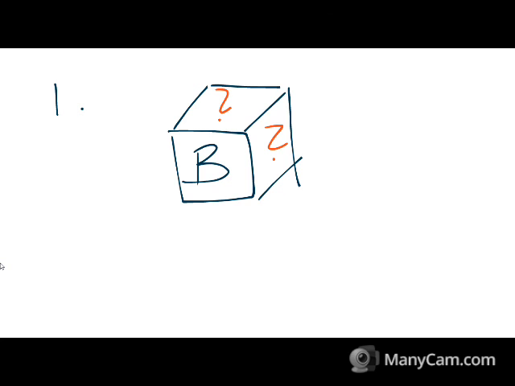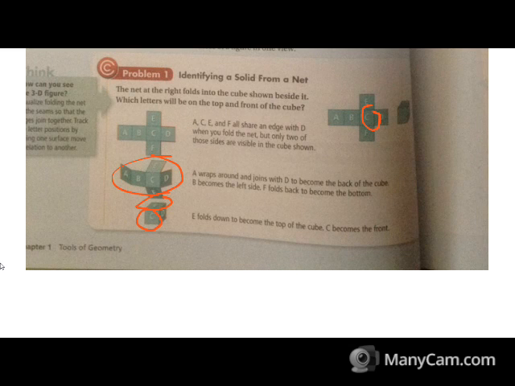So why don't you try the got it? Suppose that B is in the front. What's the question mark, and what's going to be on the top and on the right of the cube? You're using the same cube as the one right here.